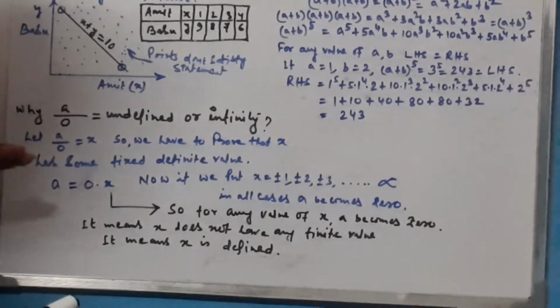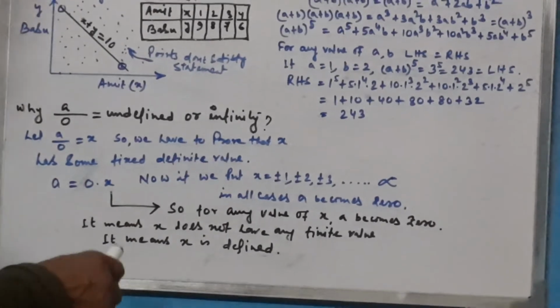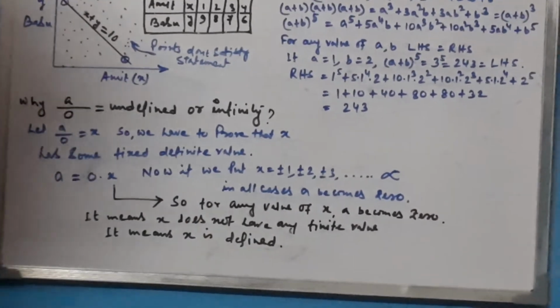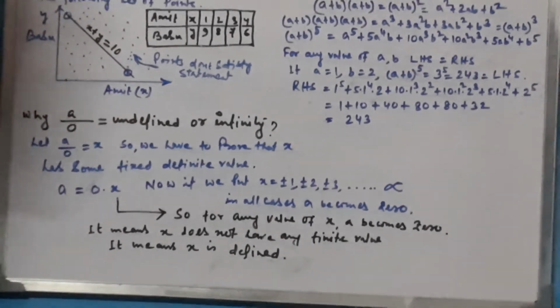So if we put something as the numerator and divide that numerator by 0, using 0 as the denominator, then the value becomes undefined or infinity. That is the thing. Hope this will be helpful to the students.